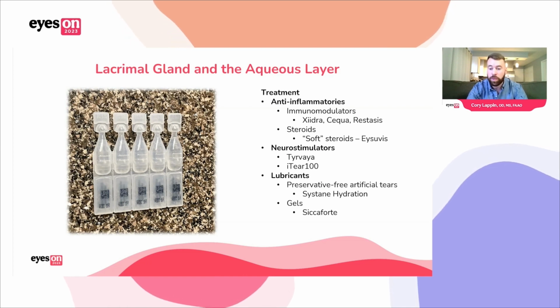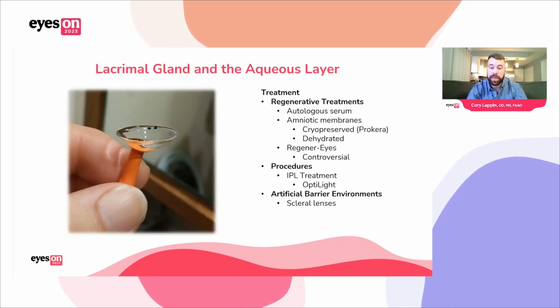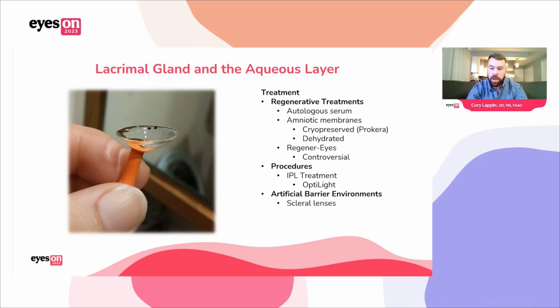Additionally, neurostimulatory treatments such as Tyrvaya or the iTear 100 device can help promote tear production. And again, artificial tears can be used as a palliative treatment. Another class of treatment that can be helpful in these cases is regenerative or biologic-based treatment, such as amniotic membranes or autologous serum, which both carry anti-inflammatory and restorative effects.